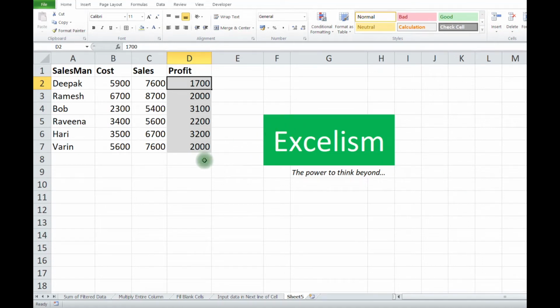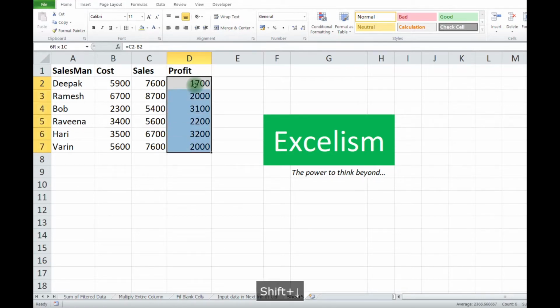Today, our topic is how to remove the formula but keep the data only. Look at the example. We have salesman, cost, sales, and profit. If we deduct cost from the sales, we get the profit. Here is the formula. You can see C2 minus B2 is equal to profit. What we wish to do is keep only the data and remove the formula.